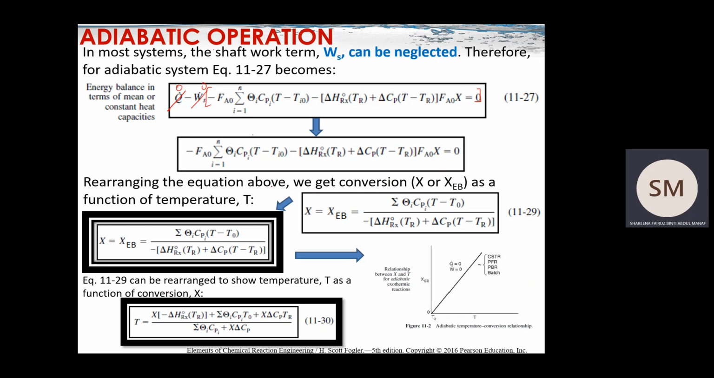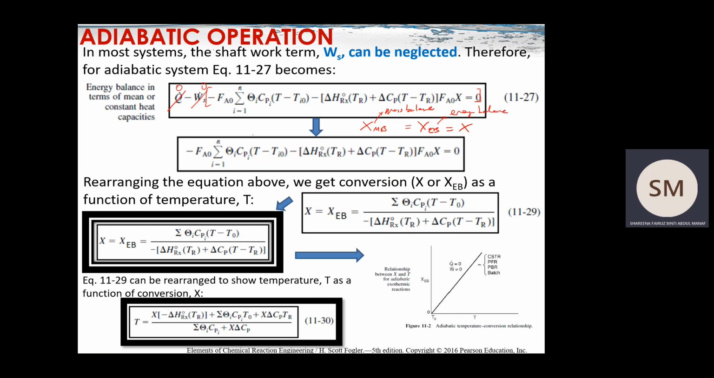So rearranging the equation above, we get conversion X_EB as a function of T. So this is this one. Basically you need to know the term for X and X_EB. Actually this is the same one, this is conversion. It's just that X_MB you get from the mass balance, and this one, X_EB, you obtain from the energy balance.